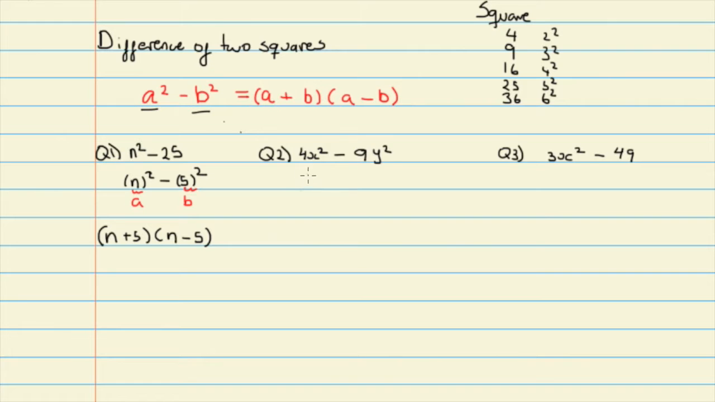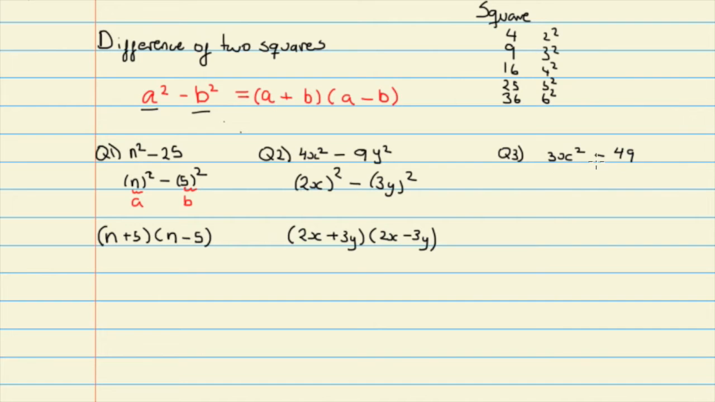For the second example we have 4x squared minus 9y squared. So what we can do, again, is express that like this: 2x squared minus 3y squared. And notice that I'm using my index laws here in order to express that. So I can again jump into my solution, which is 2x plus 3y multiplied by 2x minus 3y.